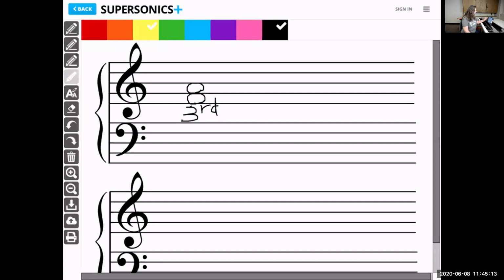I'm going to try to highlight this bottom note here. Okay, the bottom note is an F. So I'm going to put this in the context of an F major scale, because I know my major scales really well, and I know my students know my major scales really well. So I'm going to put this in the context of a scale.